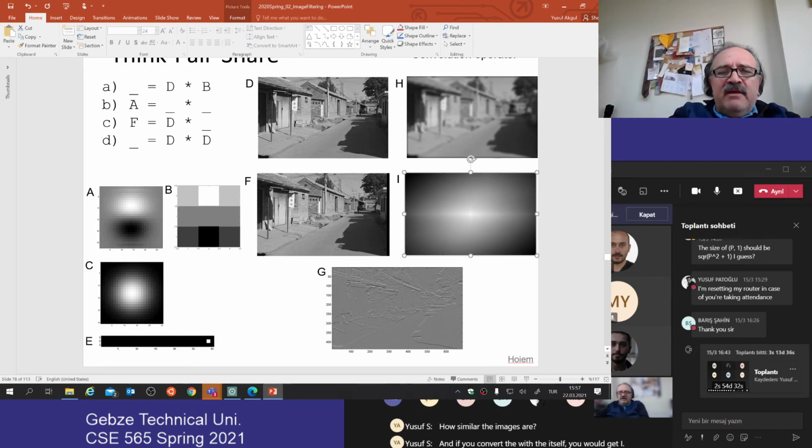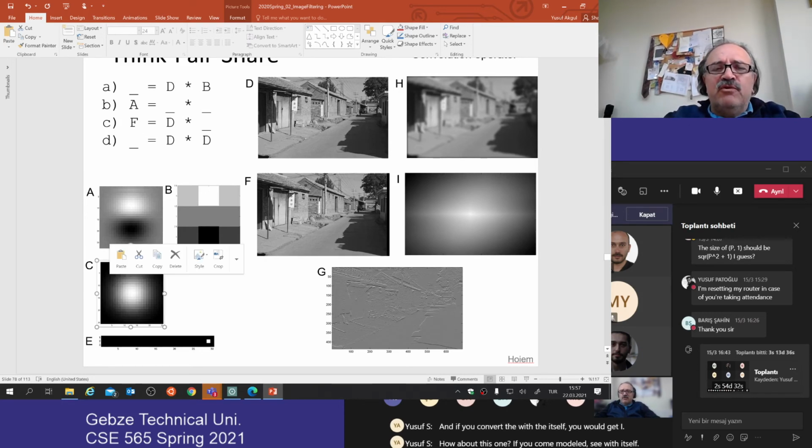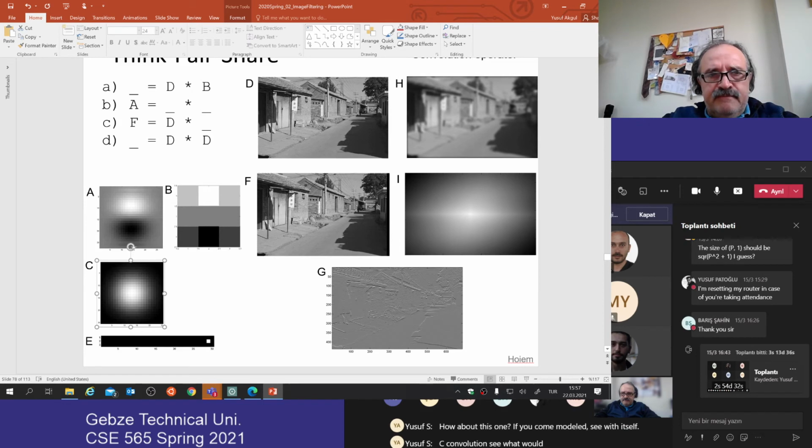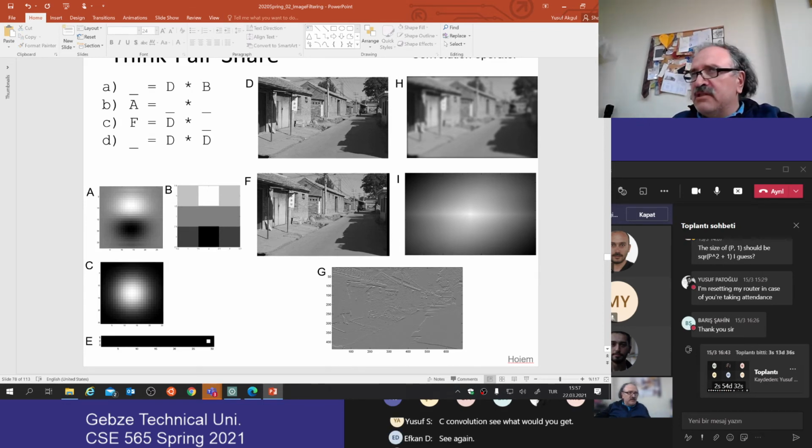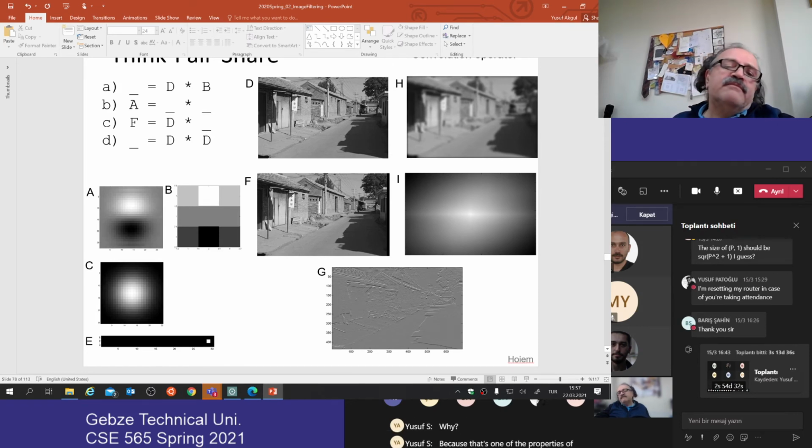How about this one? If you convolve C with itself, C convolution C, what would you get? C again. Why? Because that's one of the properties of Gaussian. Exactly, that's one of the properties of Gaussian.